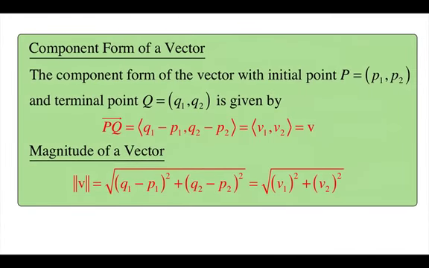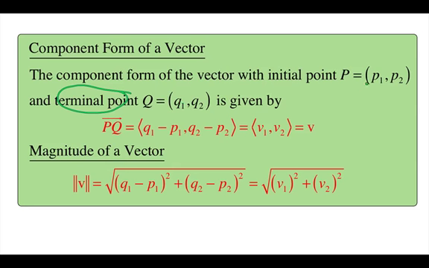Here we go. Let me read this. Component form of a vector. The component form of a vector with initial point P and terminal point Q is given by this formula. And notice that we're using these brackets. They're not parentheses, they look like inequality symbols, but this is the notation that we use to represent component form of a vector.